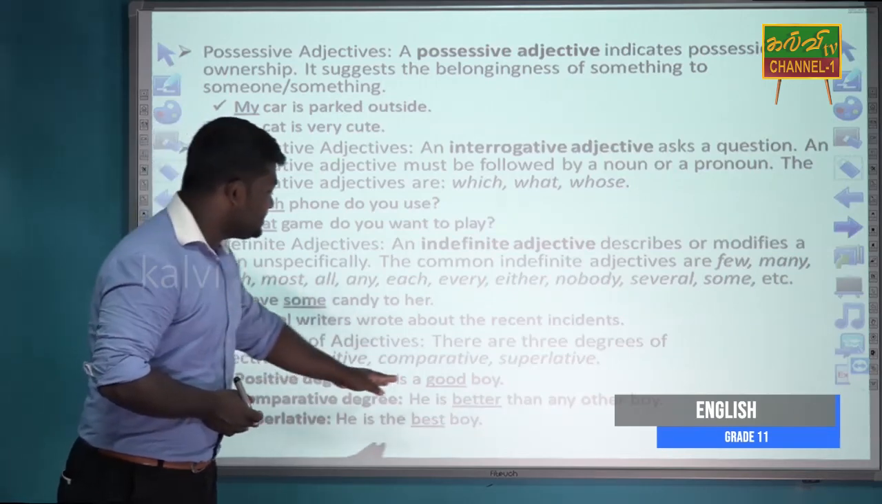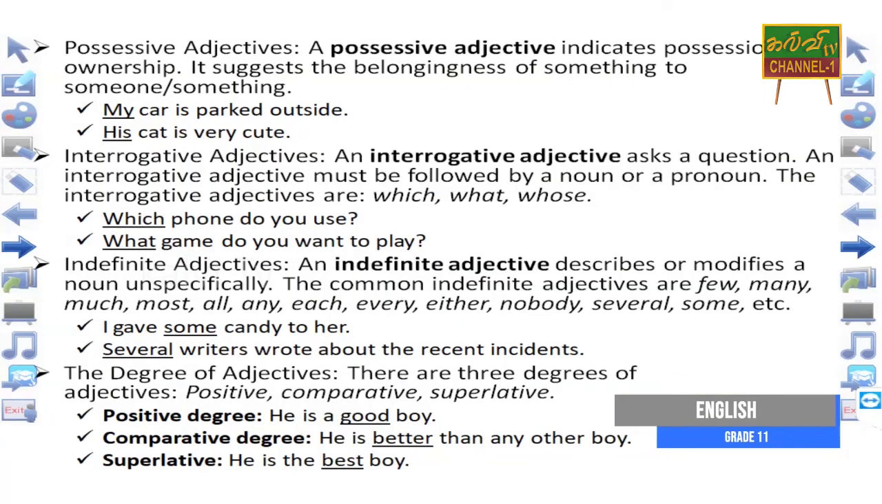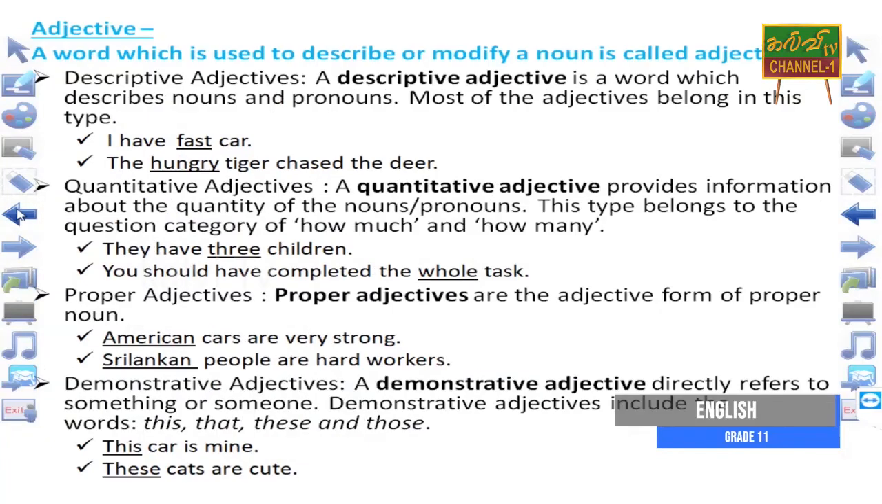Comparative degree: he is better than any other boy. Here, good, better, best. The superlative form is best. He is the best boy. So here we studied about adjectives.